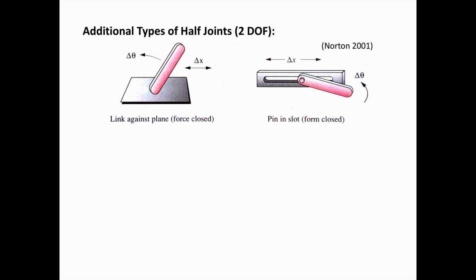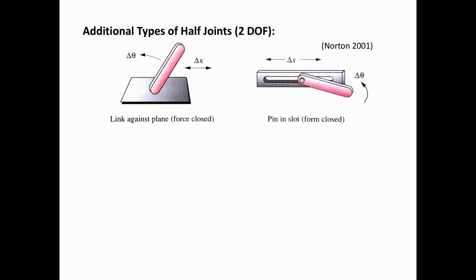Here are a few additional types of half joints that are important, and actually one of them you're going to see in your homework. On the left, we have a link that's up against a plane, and we call this a force-closed joint because it relies on force between the link and the plane to maintain contact. So in this case, we have 2 degrees of freedom. We can have translation back and forth and rotation of the link.